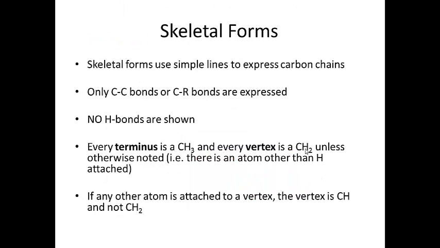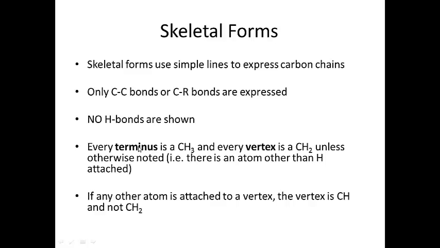All right, so now let's talk about skeletal forms real quickly. We kind of briefly mentioned it in class, right? A skeletal form just uses simple lines to express carbon chains. Only carbon-carbon bonds or carbon-R bonds. In organic, when you see the letter R, it can be any substituent. It does not matter, right? So only carbon-carbon bonds or C-R bonds are expressed in a skeletal form. You'll see what I mean in a minute. No hydrogen bonds are shown.